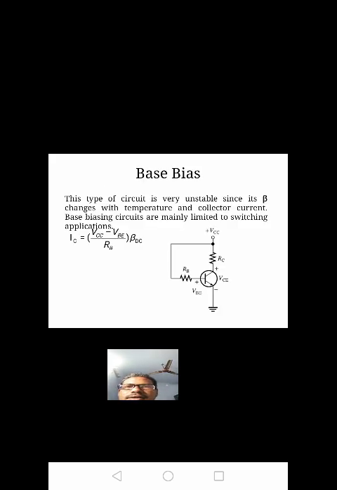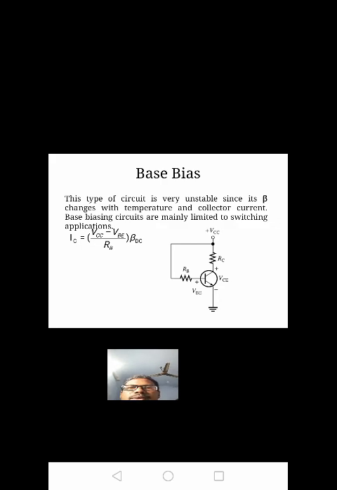Next topic is base bias. Base bias means the input is connected to the output. The input resistor RB is connected to the output resistance RC. It is nothing but the base being biased. That's why it is called base biasing.